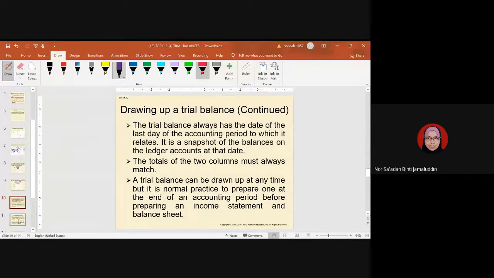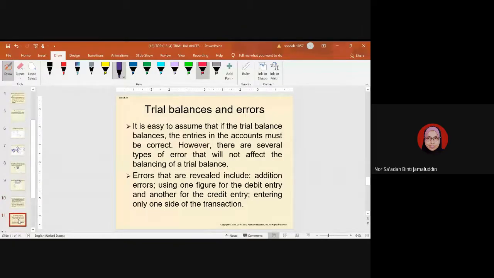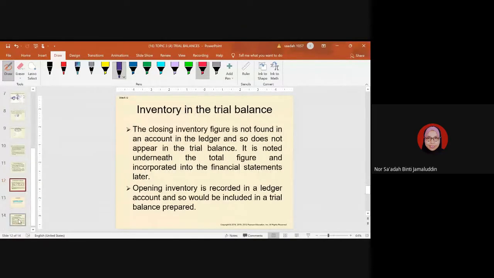Okay, this is drawing up a Trial Balance. Inventory in the Trial Balance: the closing inventory figure is not found in the account in the ledger. So kita tak akan jumpa jumlah inventory dekat ledger, and so it does not appear in the Trial Balance. It is noted underneath the total figure and incorporated into the financial statement later. Dalam Trial Balance tak perlu masuk closing inventory.